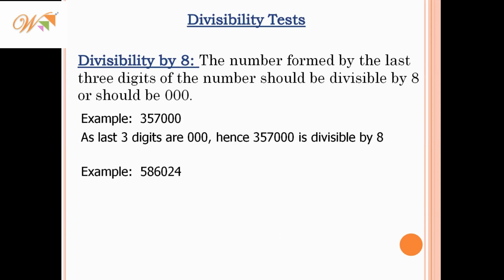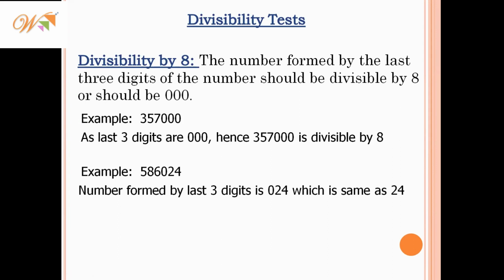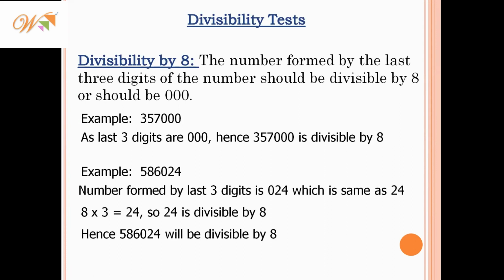Let's take 586024. Very long number. Long division will take time, right? So, we'll just take the last 3 digits. 024. 024 means 24. Is 24 divisible by 8? Yes, 8 times 3 is 24, right? So, if the number found by the last 3 digits is divisible by 8, then 586024, the full number, will be divisible by 8.